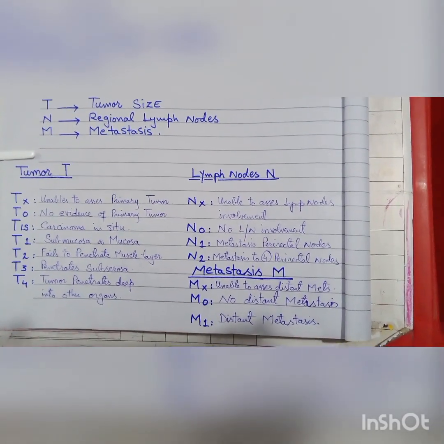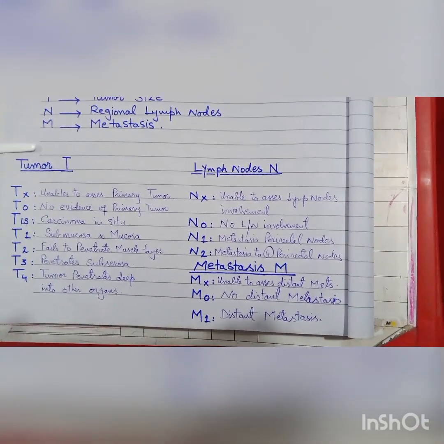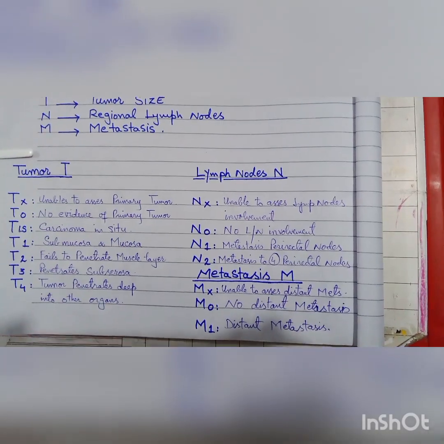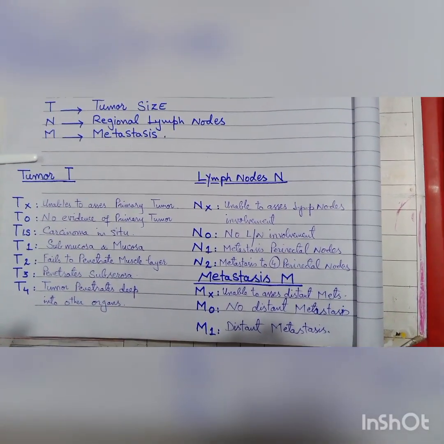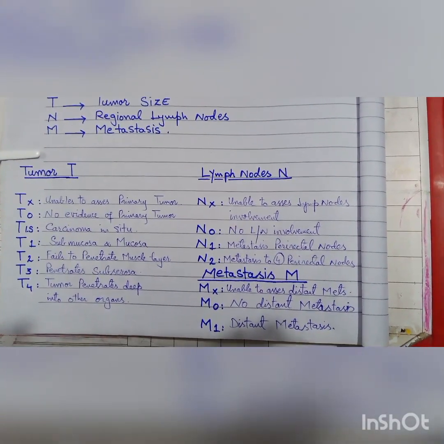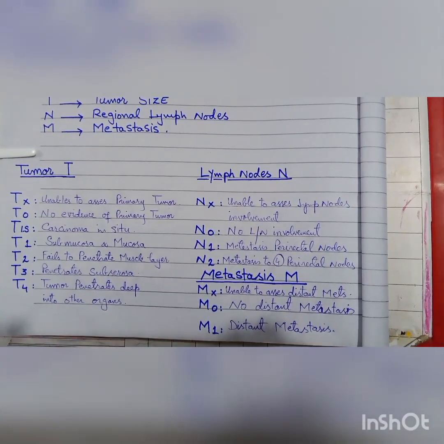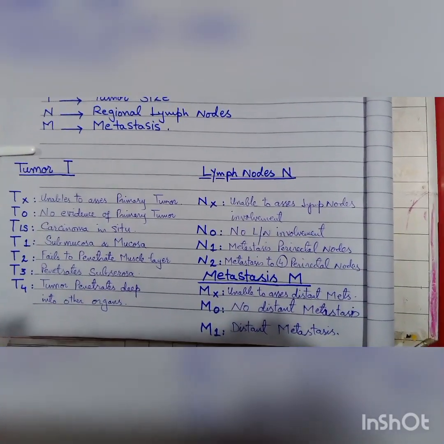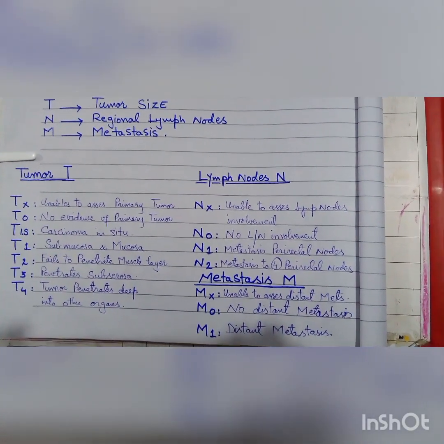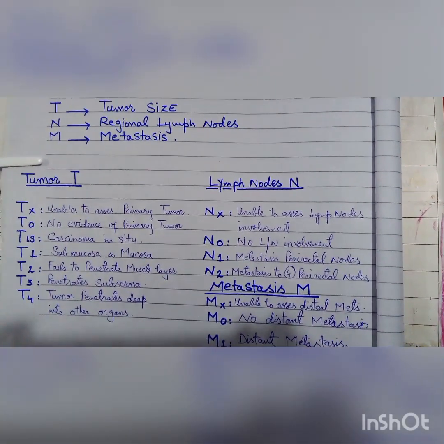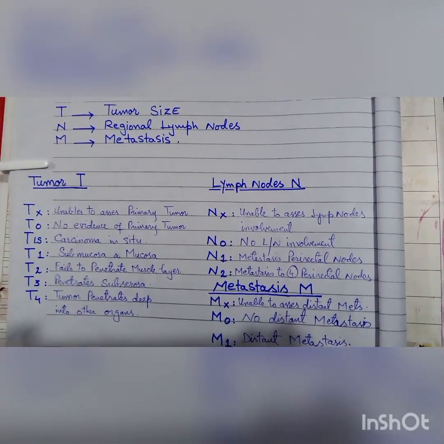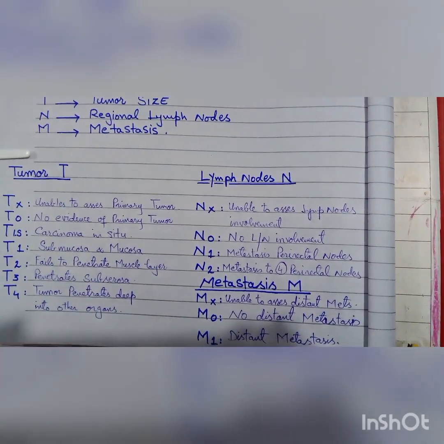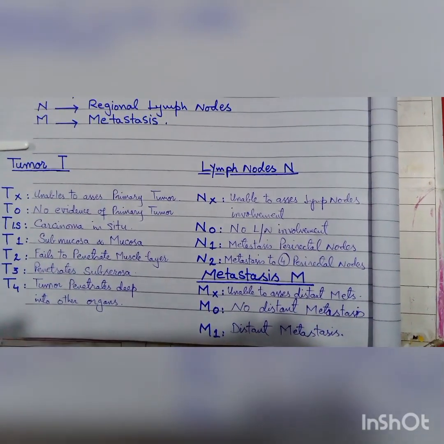T1, there is involvement of submucosa and mucosal layers. T2, the tumor fails to penetrate the muscular layers of the body. T3, the tumor penetrates into the subserosa. And T4, tumor penetrates deep into the other organs.